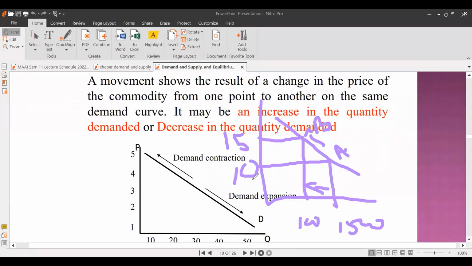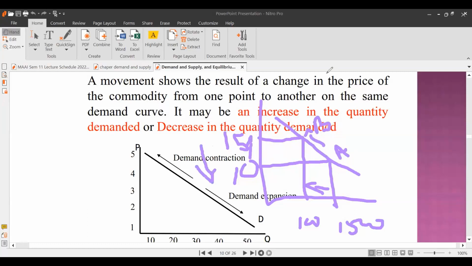Right? So if there's an increase in price, what happens? The quantity will decrease. That will reflect movements along the curve. Any change in price will lead to movements along the curve.